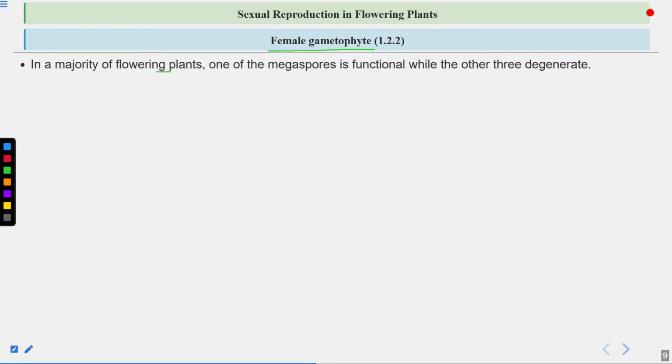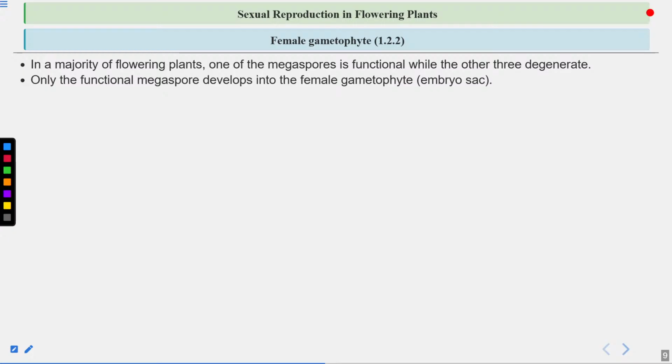This megaspore mother cell undergoes reduction division, meiosis, and forms four megaspores. Now these four megaspores are haploid in nature, n. Out of these four, three degenerate and only one megaspore is functional. So this is the story of one functional megaspore. Always remember this.